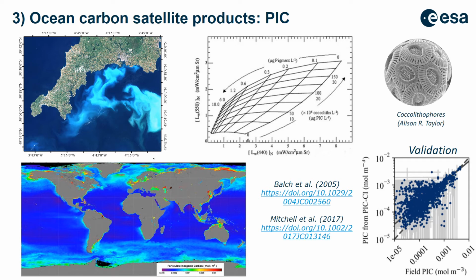And this is an example on the bottom left of a map of particulate inorganic carbon and some validation studies here. This paper from Catherine Mitchell in 2017 in the bottom right there. So satellite observations can be used to look at these particulate inorganic carbon pools with pretty good accuracy and then understand their dynamics in the ocean.